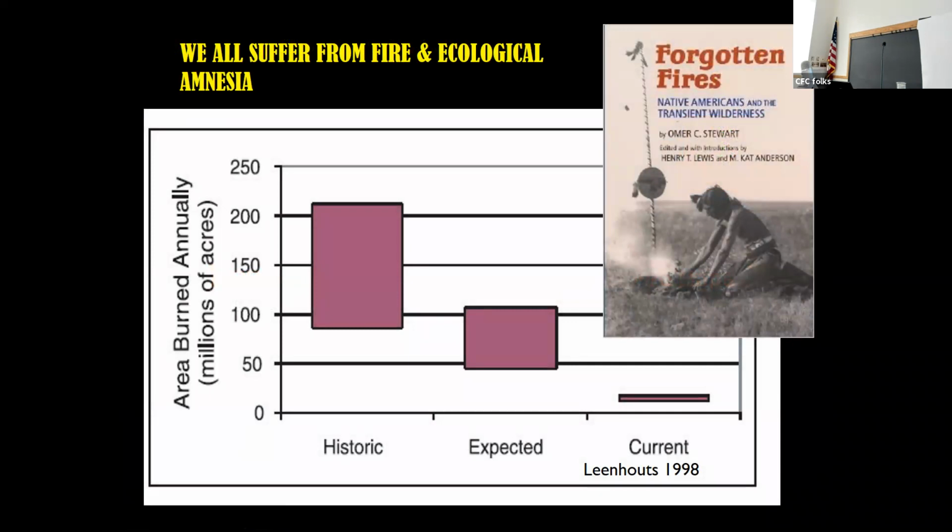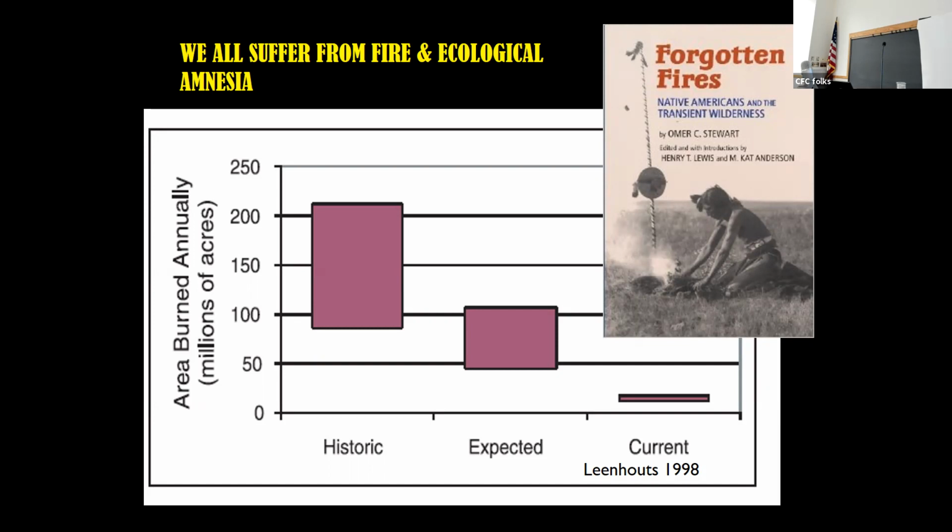And my other major point is that I truly believe that we all suffer from some kind of sickness. It's mostly about fire. You might call it amnesia, or you might call it a divorce, but we've largely lost track. And this is Leenhouts' data from the lower 48. These are millions of acres burned annually in the U.S. This is what would have been historically anywhere from just under 100 million to over 200 million annually. This is where we are here today. A 10 million acre year in the U.S. is something we get excited about and go broke in the federal government about.